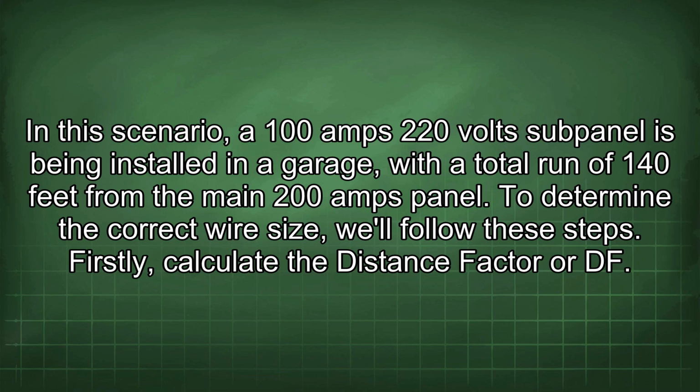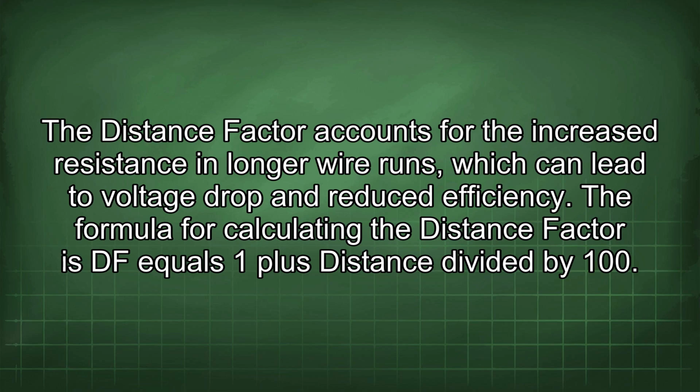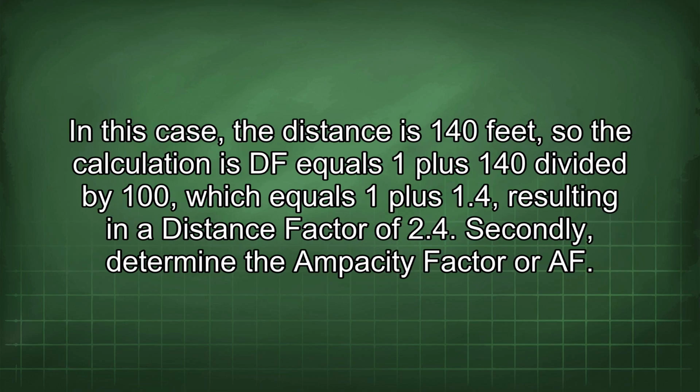Firstly, calculate the distance factor, or DF. The distance factor accounts for the increased resistance in longer wire runs, which can lead to voltage drop and reduced efficiency. The formula for calculating the distance factor is DF equals 1 plus distance divided by 100. In this case, the distance is 140 feet, so DF equals 1 plus 140 divided by 100, which equals 1 plus 1.4, resulting in a distance factor of 2.4.